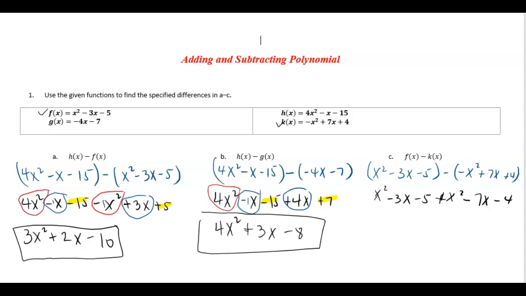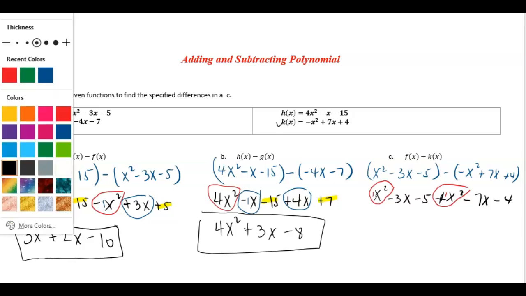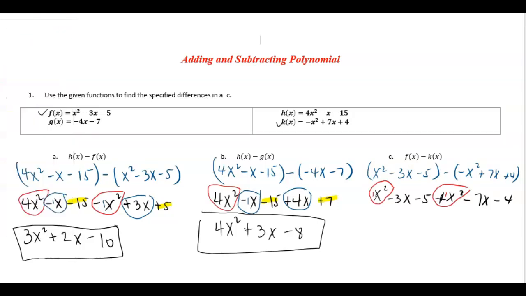Now we are ready to combine like terms. So we got x squared over here, and we also have a plus x squared over there. So they both have a 1 in front of them. That's a 1. That's a 1. Okay. 1 plus 1 is 2. So you're going to have 2x squared.